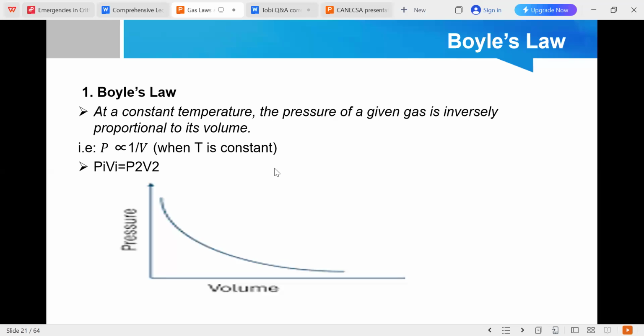So let's look at the different gas laws. The first one, like we said, is Boyle's law, which states that at constant temperature, the pressure of a given gas is inversely proportional to its volume. And we can see the graph here. As the pressure increases, volume decreases, and vice versa.